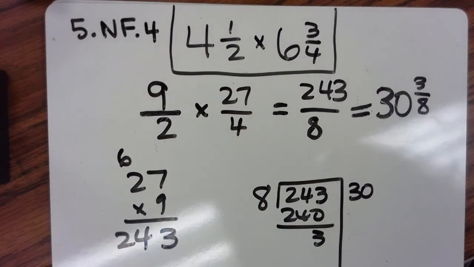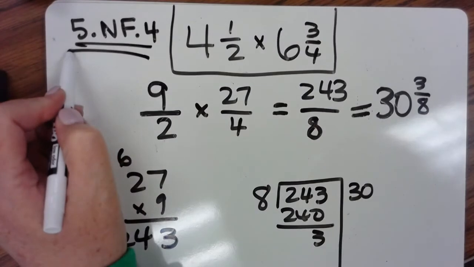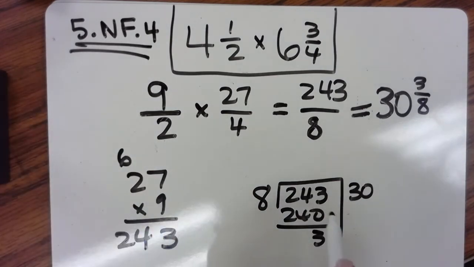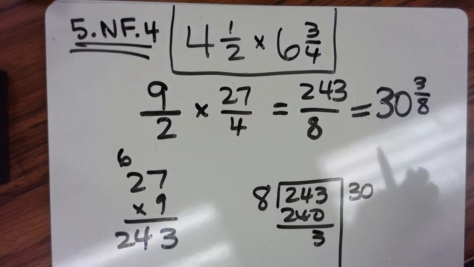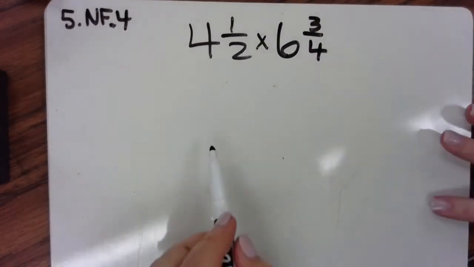This is the way I taught it for years and years and years, and the way a lot of folks are still teaching it. But this standard actually reads, apply and extend understanding of multiplication. This, while accurate, doesn't apply and extend what they've been doing in 4th grade and in 3rd grade. So how can I do that?